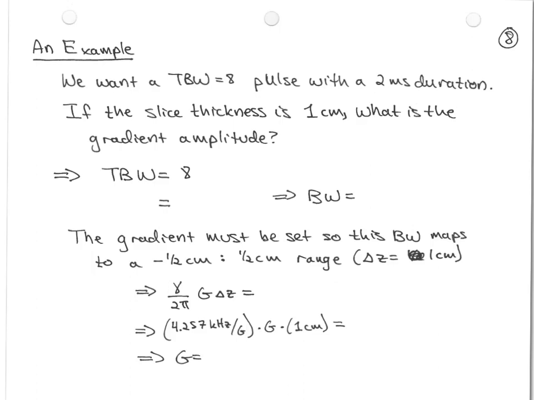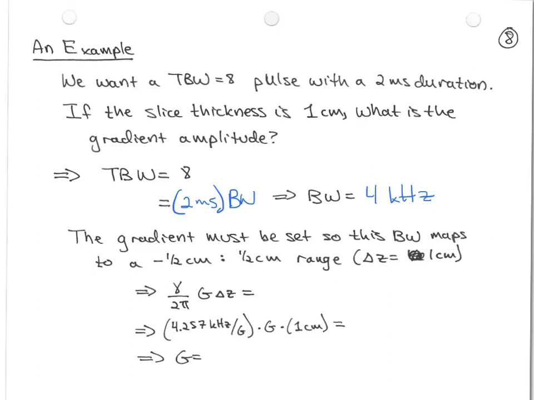Okay, so the time bandwidth is 8, right, and this is equal to the duration of the pulse, which is 2 milliseconds, times the bandwidth of the pulse, which is unknown, right? But we can easily solve for the bandwidth, which would be 8 divided by 0.002, which is 4,000 or 4 kilohertz. Okay? So it's 4 kilohertz.